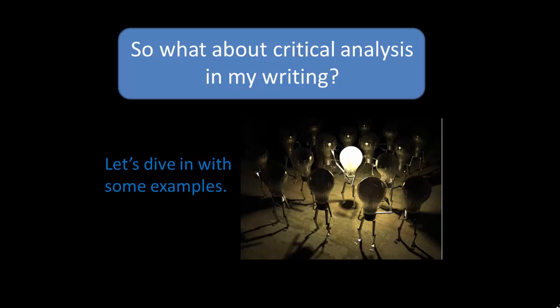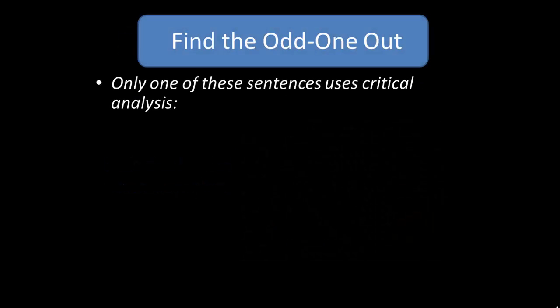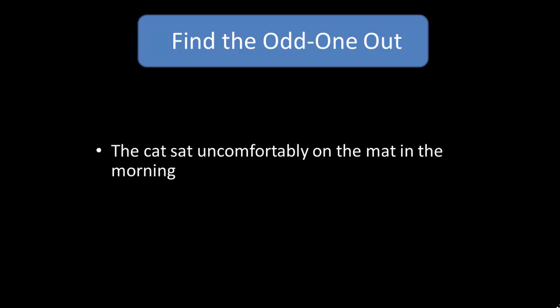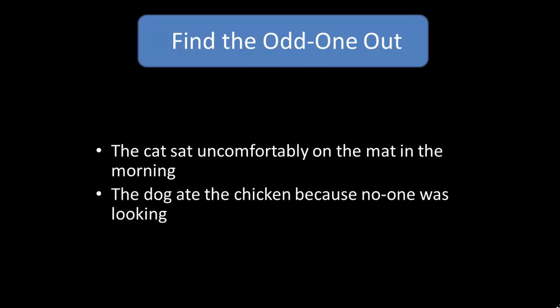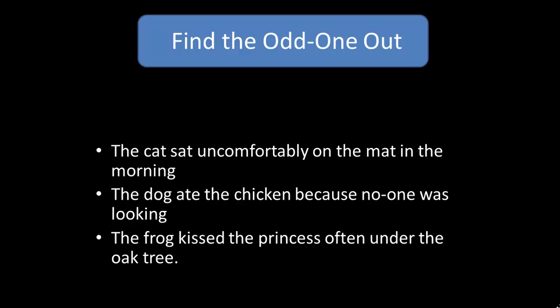Okay, but what about how critical analysis appears in writing? Let me show you some examples. I'm going to start by giving you three sentences, only one of which I think has critical analysis in. See if you agree. For the first sentence, it says, the cat sat uncomfortably on the mat in the morning. The second sentence is, the dog ate the chicken because no one was looking. And the third sentence is, the frog kissed the princess often under the oak tree.